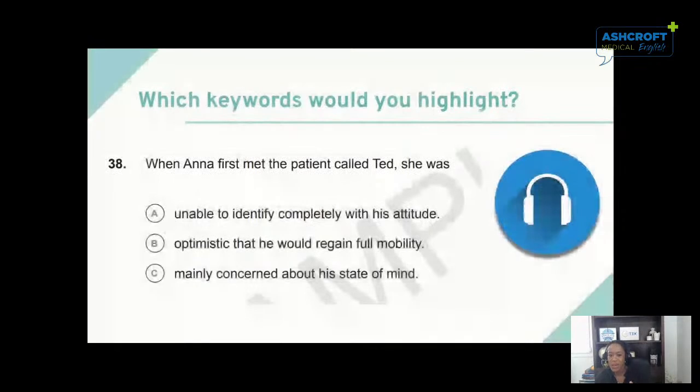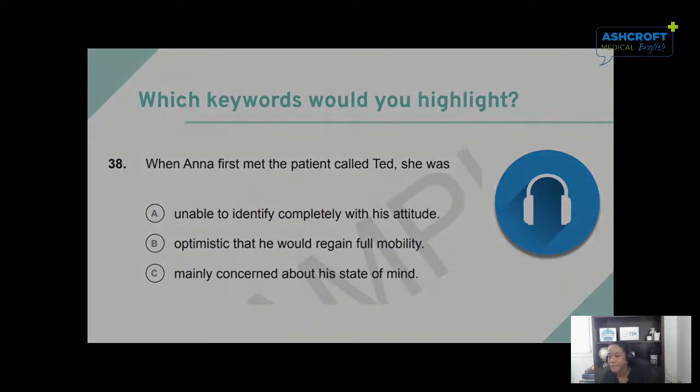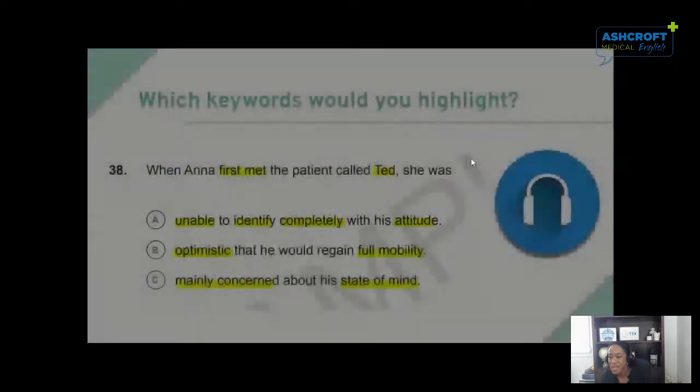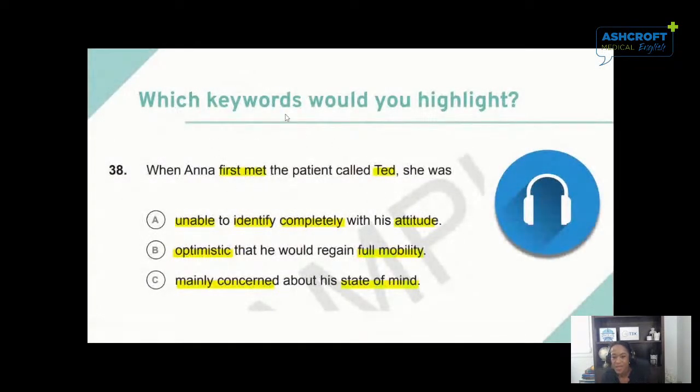We're going to be answering question 38, okay? When Anna first met the patient called Ted, she was. Okay, step one, let's highlight. What are you going to highlight here? Have a think about what you would highlight, and then we'll see if it matches my suggestions here. Let's take a look. Okay, so these are some of the keywords that I would highlight if this were me taking the test to help me focus on what I'm listening for.